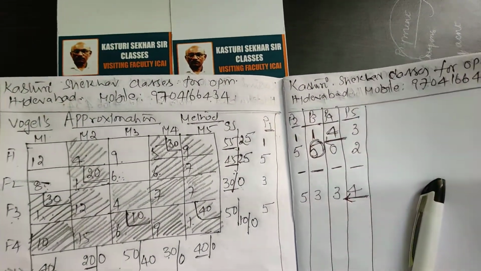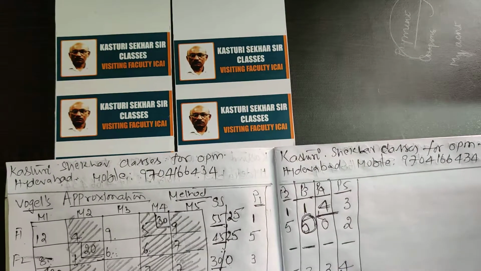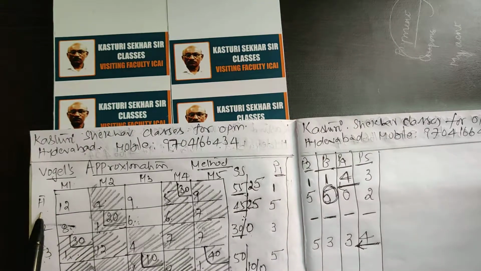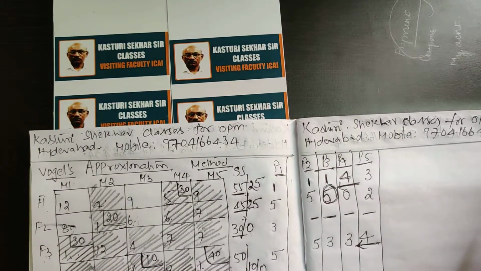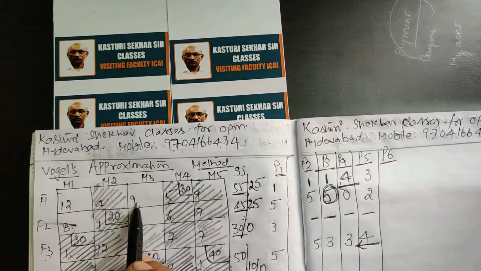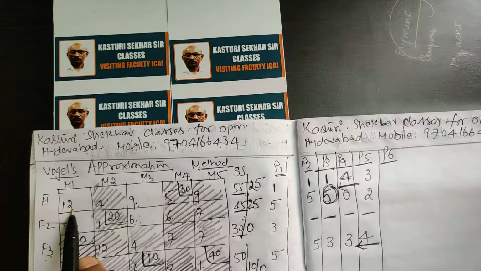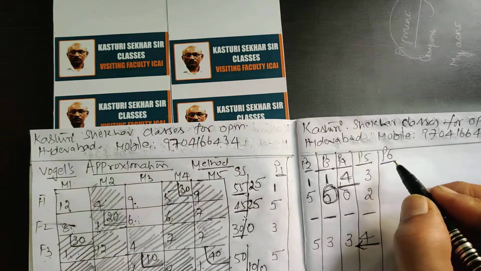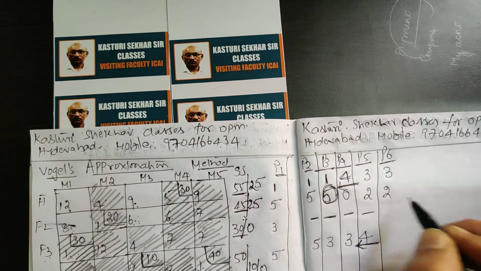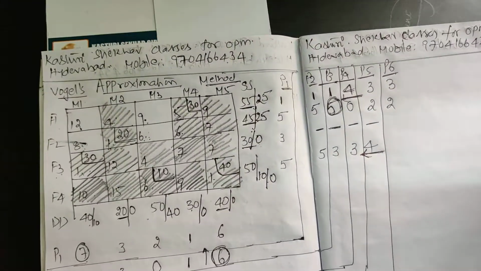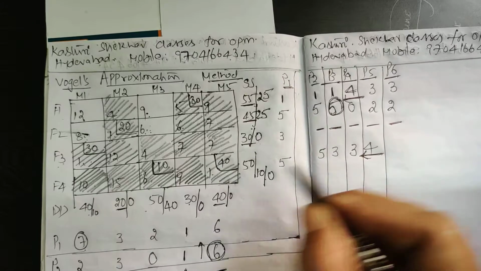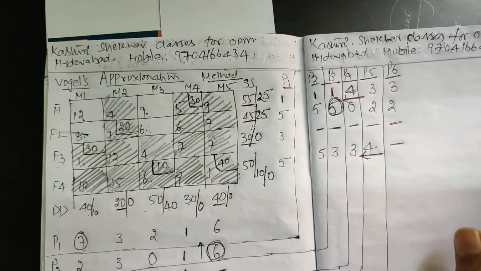Now sir, only two markets are left over. Let's calculate the penalty, sixth time. 9 rupees and 12 rupees, it is 3. 6 rupees and 8 rupees, this is 2. The third factory and the fourth factory have no availability.